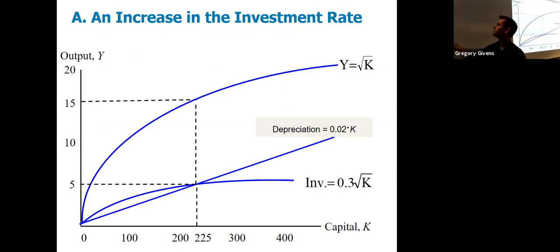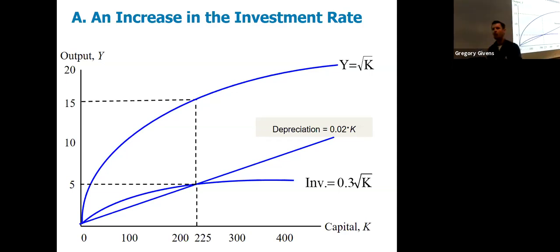The production function, which was y is equal to the square root of k. We have the investment savings schedule, which in this case is 0.3 times y, or the square root of k. And then we have our linear depreciation schedule, where we've assumed that depreciation was 2% per year. In the steady state, we know that investment is equal to depreciation, which occurs right here at the intersection of these two lines, right? And as we saw in the last class, that gives us a steady state level of capital equal to 225 and a steady state level of output equal to 15.